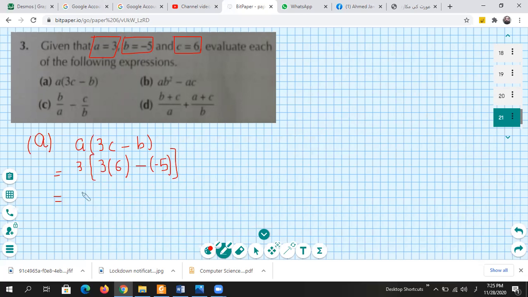All right. Simplifying it, 3 as it is, whereas 3 and 6 multiply each other. So 3 multiplied by 6 gives you 18. And negative, negative, positive, plus: minus into minus is plus. So 5. All right. Simplifying the bracket as we have learned the BODMAS rule, 18 plus 5 is 23. And 3 times 23 gives you 3 3s are 9 and 3 2s are 6, 69. So this is our final answer.